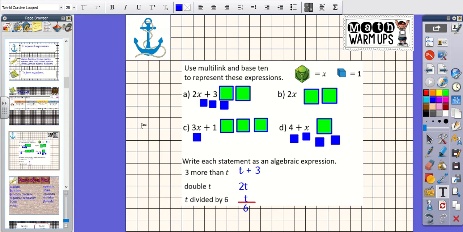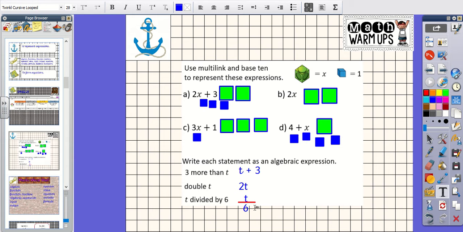Okay then, so you should have 2x, so we should have 2 green multilinks and 3 ones. For B, you've just got 2x, so you've got the 2 multilink there. For C, 3x, so 1, 2, 3 multilink and 1, 1. And then you've got 4, so 4 ones, 1, 2, 3, 4, add 1x there.